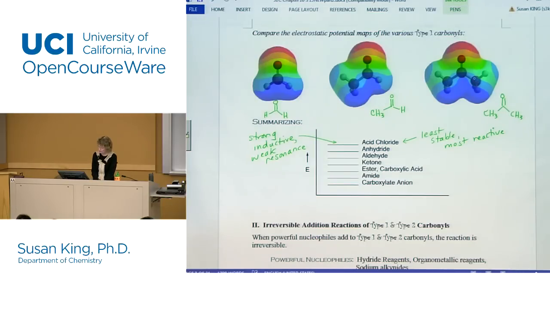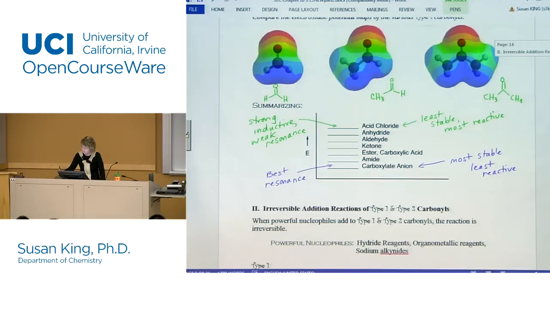And then we go to the bottom here. Amide is right above carboxylate. Carboxylate has the best resonance. Remember, there's 50% one resonance structure, 50% the other. So we have the best resonance, and so carboxylate anion is going to be the most stable, least reactive. All right, again, you absolutely have to know that. That will be on the test, guaranteed.